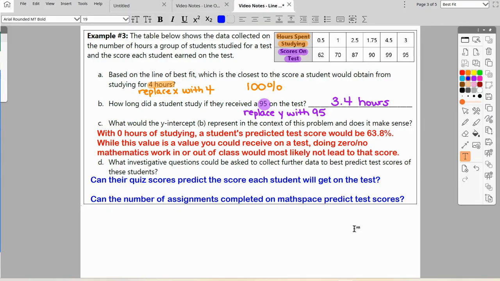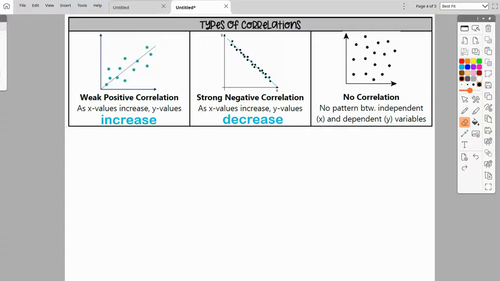So again, you want to think about tasks or collectible data. You can then see if it predicts a test score.